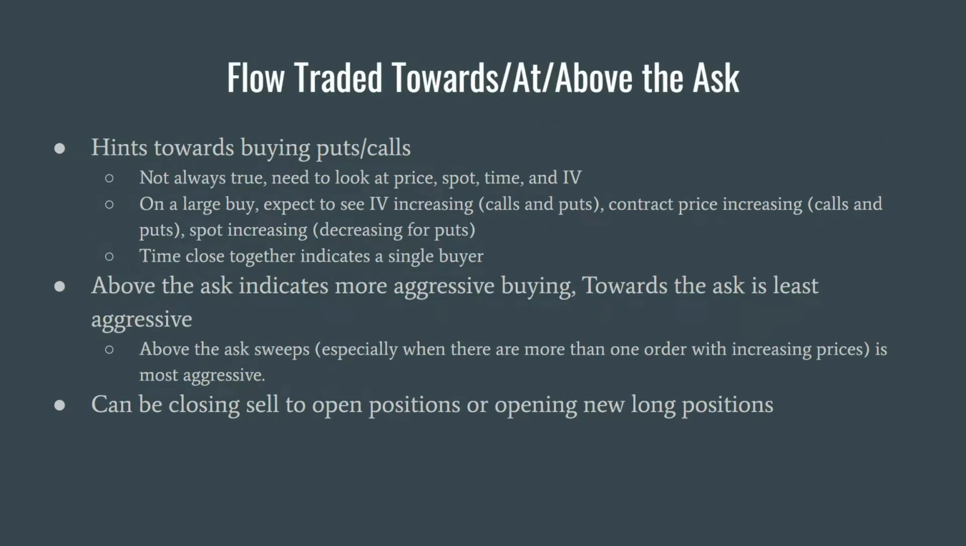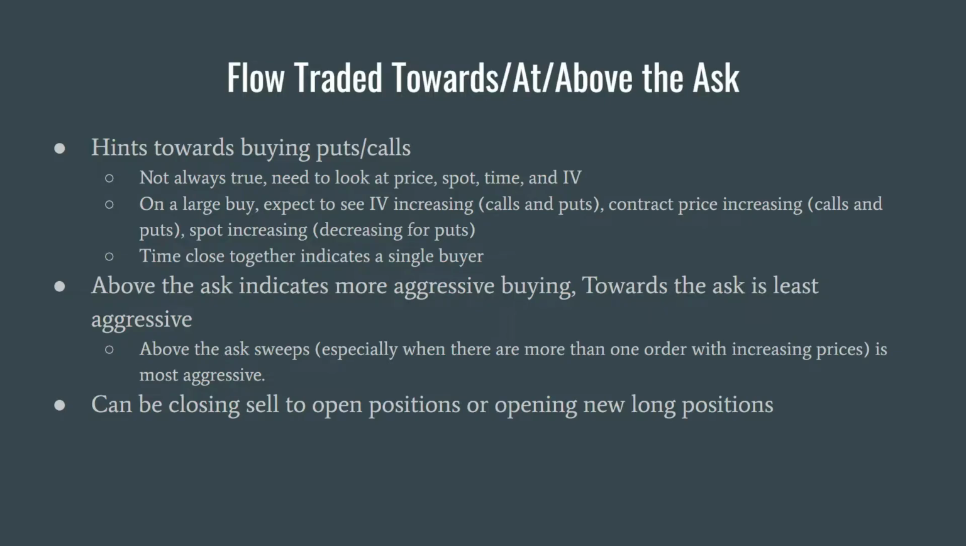So for flow traded towards, at, or above the ask, these are hinting towards buying puts or calls. However, this is not always true. You also need to look at price, spot, time, and IV. So on a large buy, you want to expect to see IV increasing, whether they're calls or puts, you should still see the IV increasing. You want to see that contract price increasing if there's multiple orders as well. So say they're buying at $1 a contract, you want to see it increasing to $1.05, $1.10, whatever. You want to see that increasing, showing that the contract prices are moving up, which again hints towards buying. And again, you want to see that spot increasing, that's for calls, or decreasing for puts.